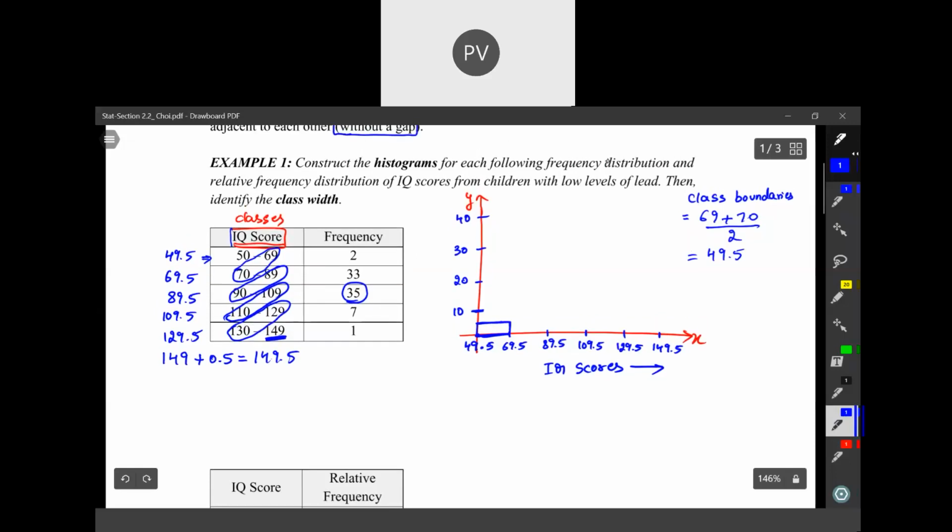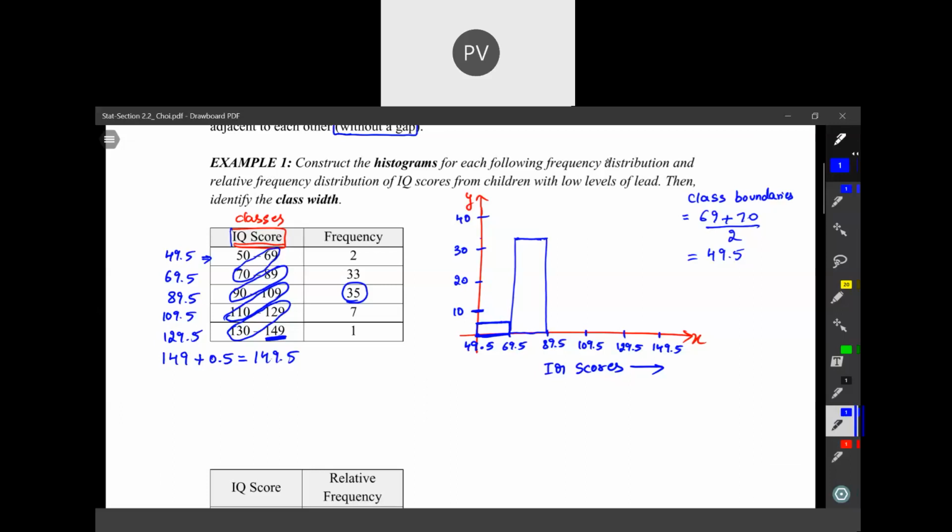Now 70 to 89. How many people have the IQ score between 70 to 89? It is 33. So where do I have my 33 on the vertical bar? It will be between 30 to 40, somewhere here. You cannot find the exact point while drawing without a graph. So let's say here. So this is my 33. Just draw a straight line from here. So from here to 89.5, it is the same. That is why we are drawing the horizontal line here and then just drawing the line.